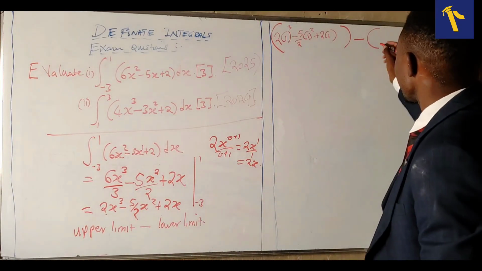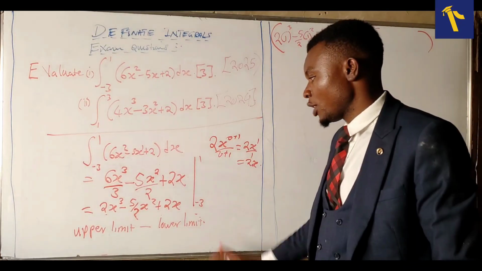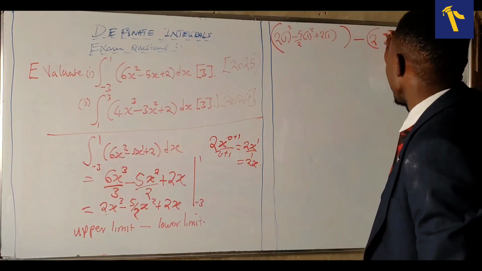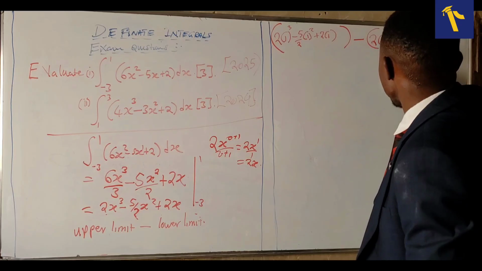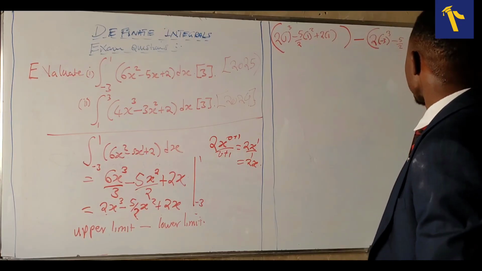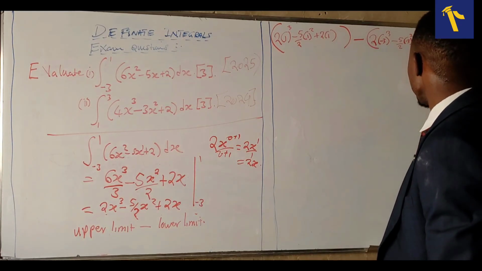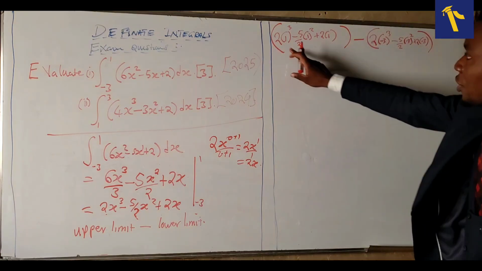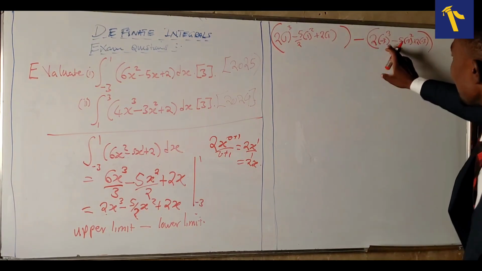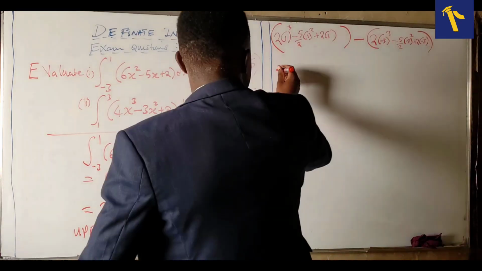Okay, next, I'm supposed to now be substituting the lower limit, which is negative 3. So I'm going to have 2, wherever there is x, I'll put negative 3, everything to the power 3, minus 5 over 2, wherever there is x, I'll put negative 3 raised to the power 2, like that. Then plus 2, wherever there is x, I'll put negative 3. Okay, let's go. So I've substituted both the upper limit, which is 1, and the lower limit, in this scenario, which is negative 3. Now I can work out.